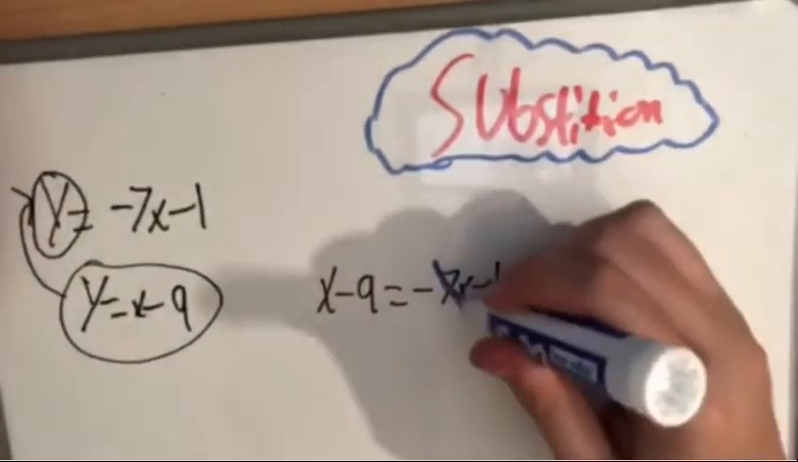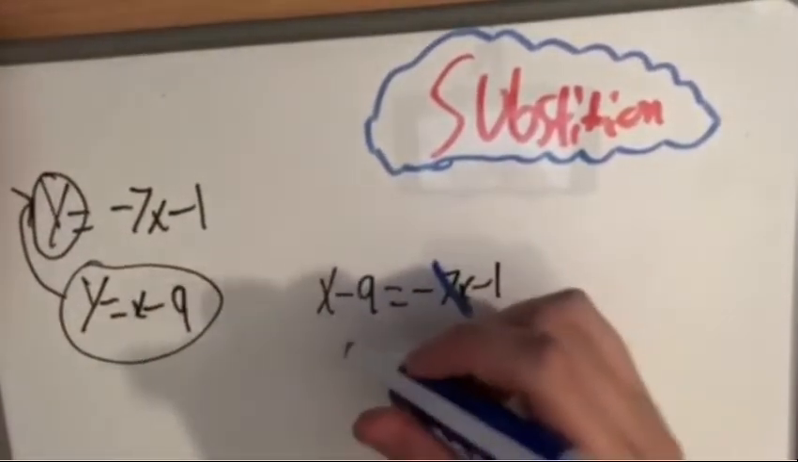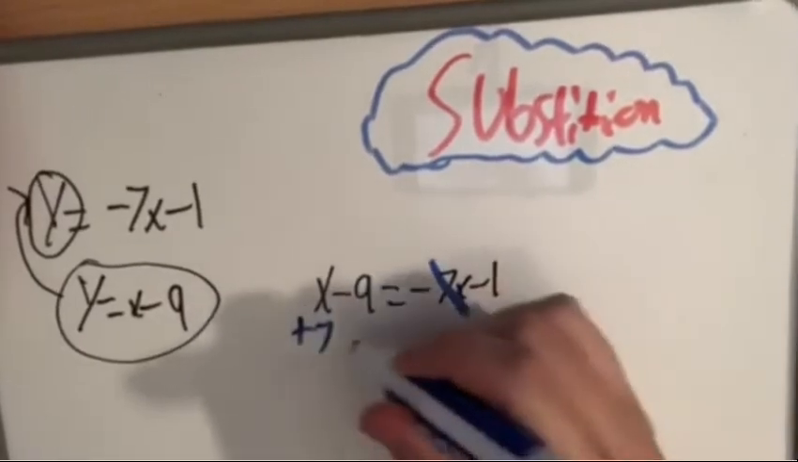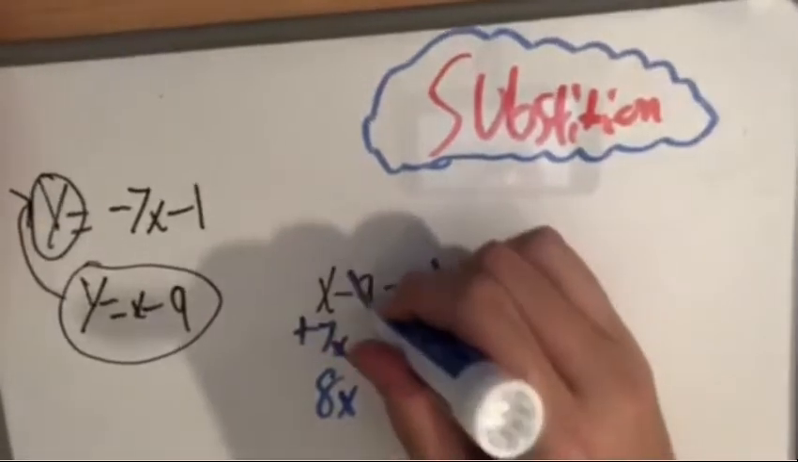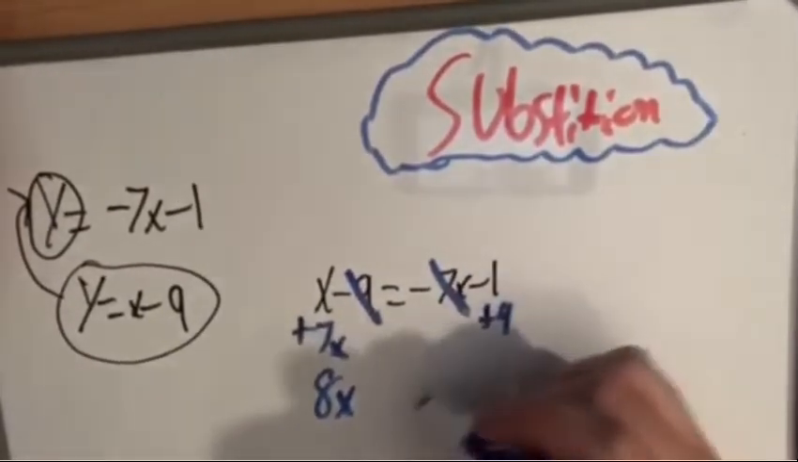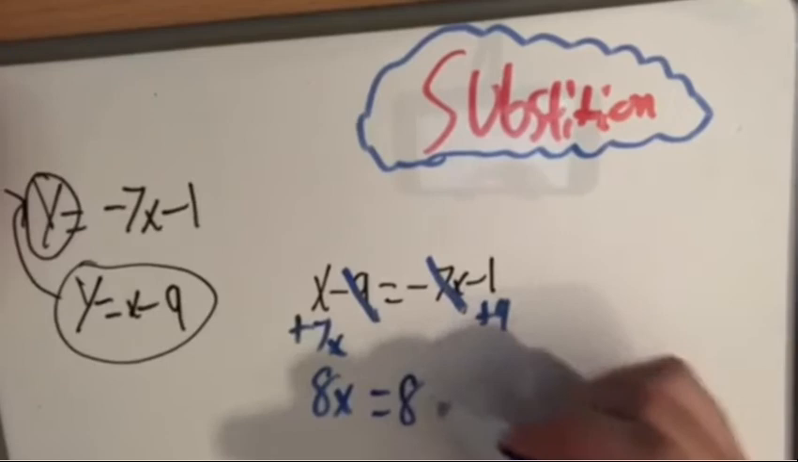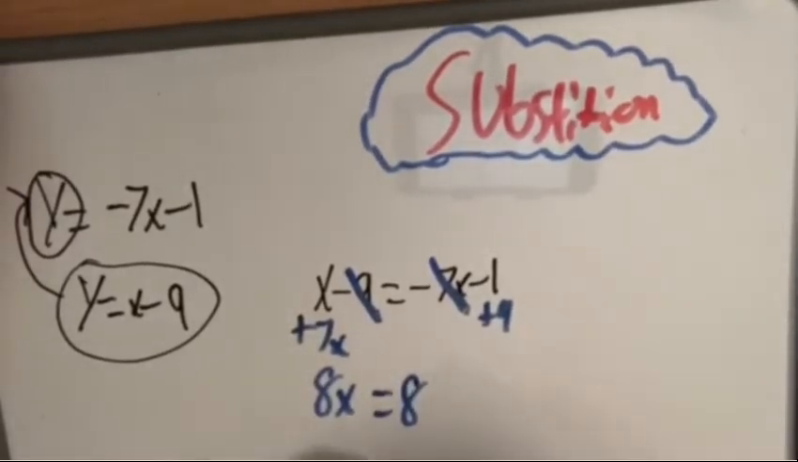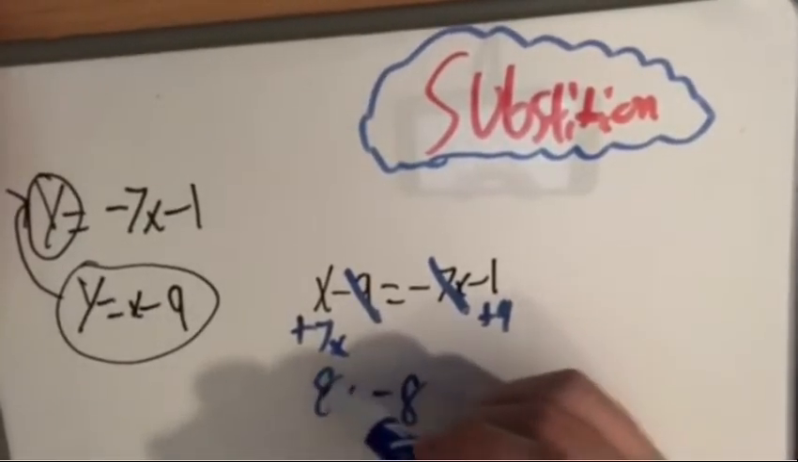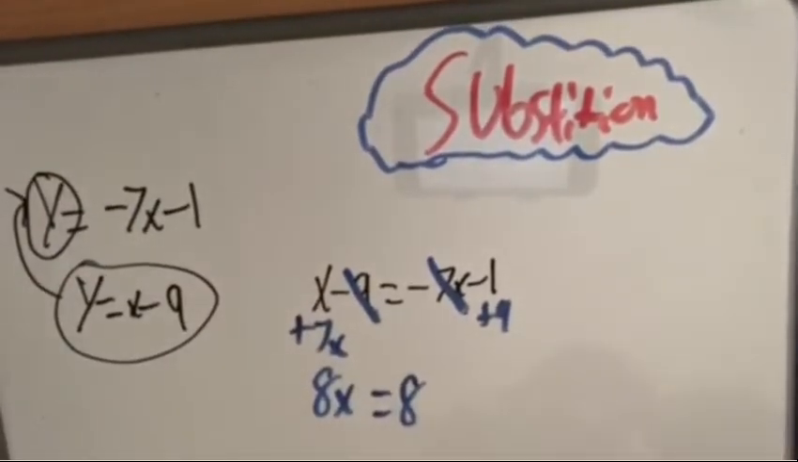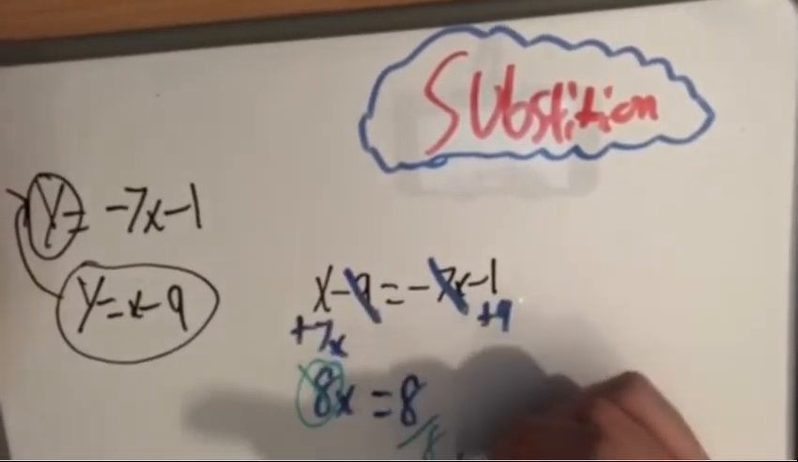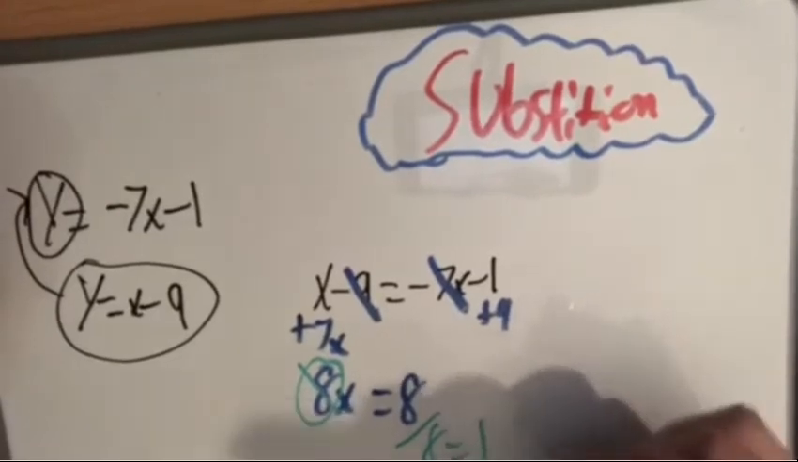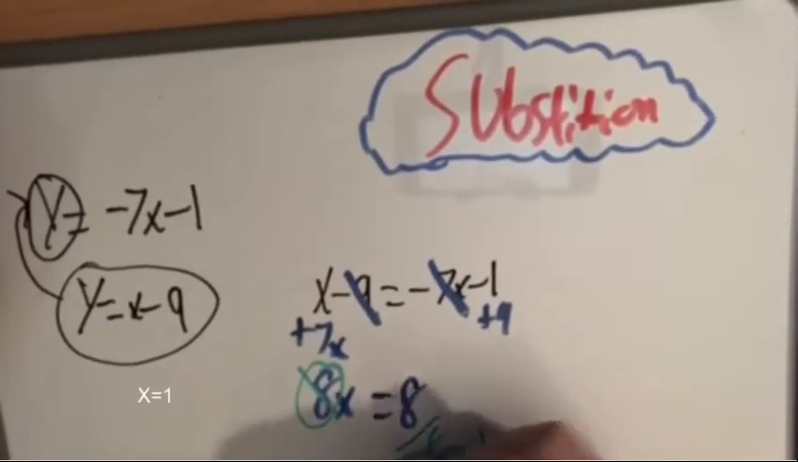We're going to cross out this term and flip it over here, which becomes plus 7x. So we get 8x, and then we take the u and add u over here, and we get 8x equals 8. And then we're going to divide by 8, so we cross them out, and 8 divided by 8 equals 1. So x equals 1.